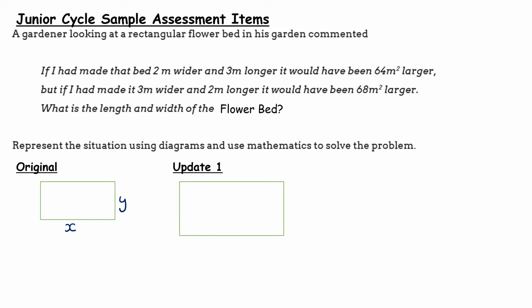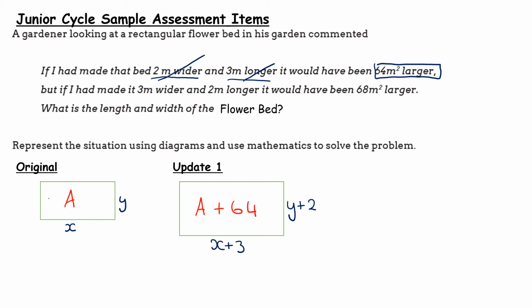I then think of the first update. So the first update says if I made it 2 meters wider. Again, it doesn't matter which one you've taken as wider and longer, because we're going to do two situations. But I would see this as y plus 2 and 3 meters longer, so x plus 3. It's going to be 64 meters squared larger. Okay, so here we get x multiplied by y, and it gives us an area. So let's call this area A for the minute. This is going to be area plus 64.